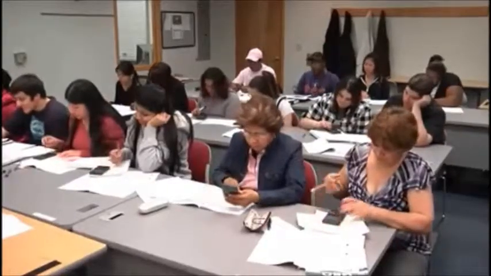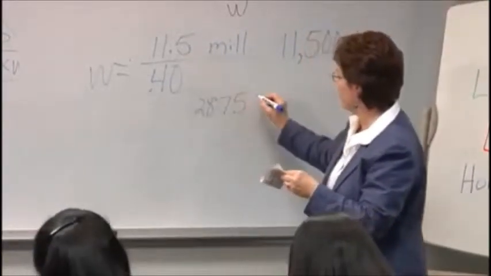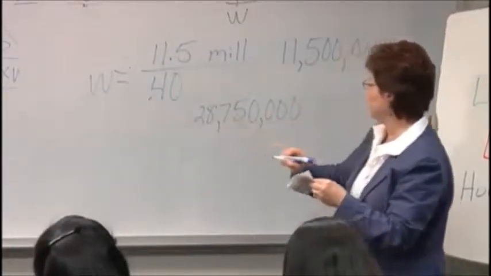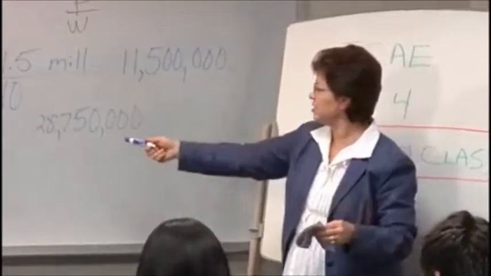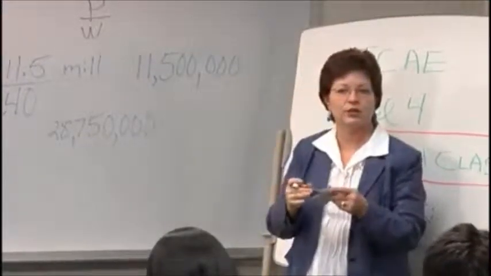Eric? 28.75. Well, you must have entered it that way. 28, like that, right? Okay? So according to those statistics, there's 28,750,000 18 to 24-year-olds.